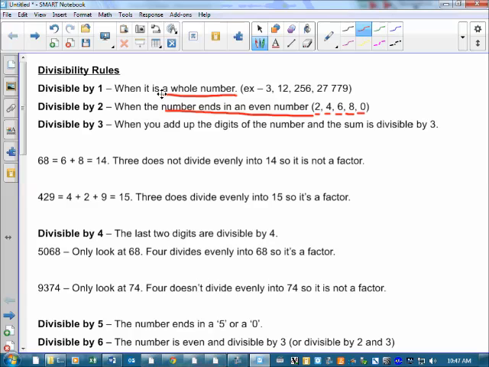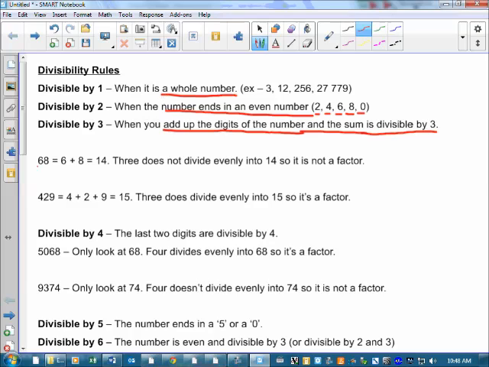Divisible by 3. This one's pretty cool. I like this. This is a really slick rule to use. And it doesn't matter how big that number is, you can figure out if it's divisible by 3 quite easily. So this is how you do it. You add up the individual digits in the number, and then you look at the sum. And if that sum is divisible by 3, then 3 is a factor.